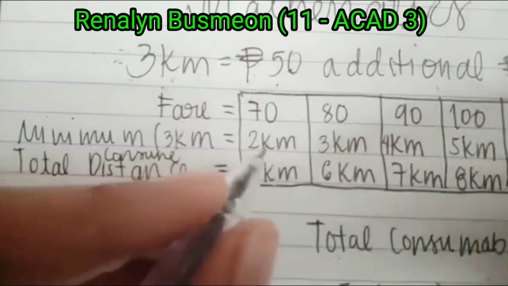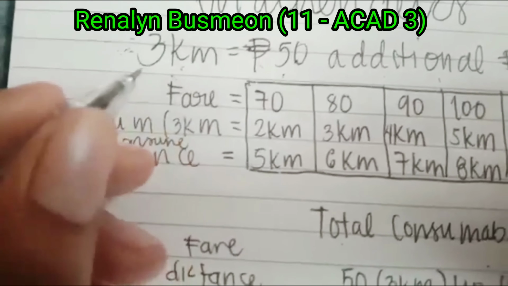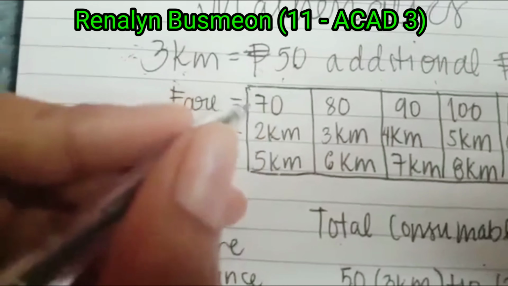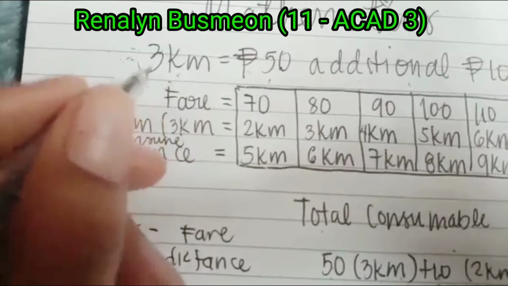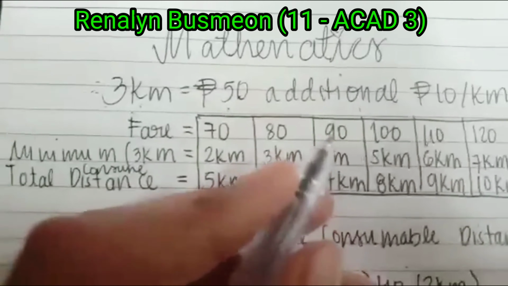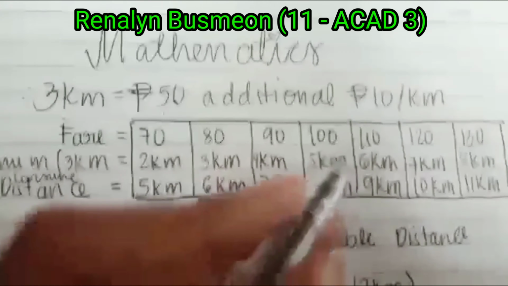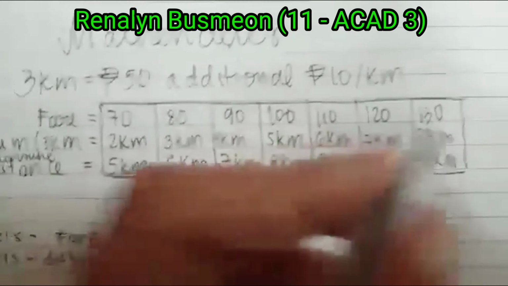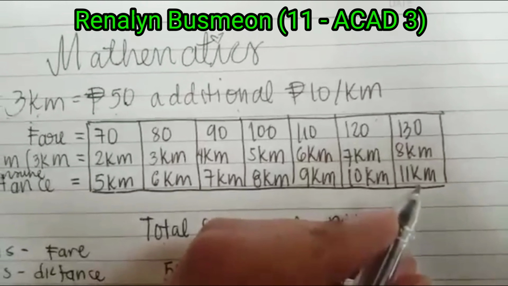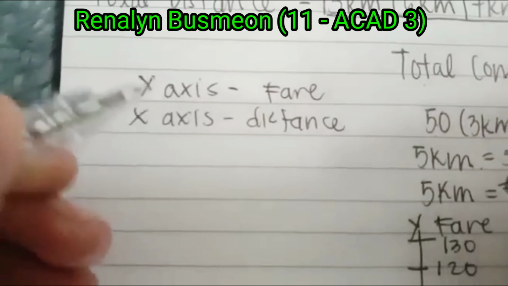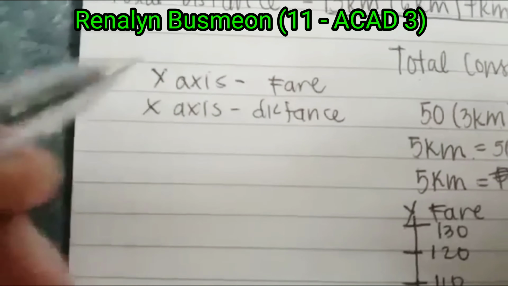Pag in-add ko pala yung 2 kilometers sa minimum fare na 3 kilometers, ang pamasahe natin ay magiging 70 pesos. Pag 3 kilometers naman ang in-add ko, magiging 80 pesos. Pag 4 kilometers, 90. Pag 5 kilometers, 100. Pag 6 kilometers, 110. Pag 7 kilometers, 120. And pag 8 kilometers, 130. Y-axis equals fare, x-axis equals distance.